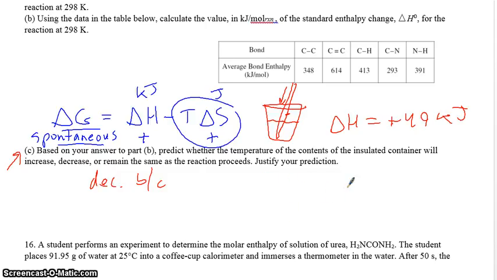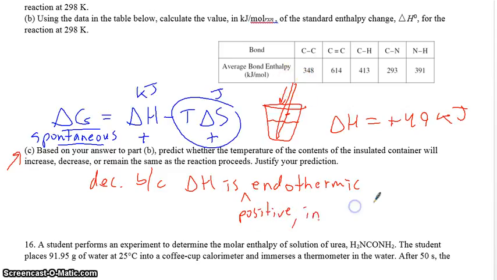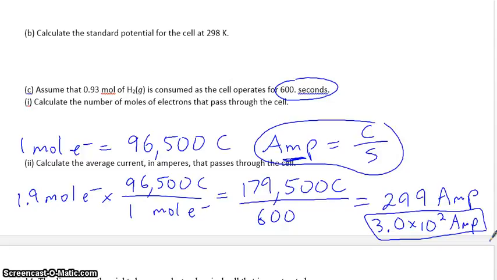coulombs. And since amperage is coulombs per second, and this is actually also given to you on the equation sheet, we'll divide by our seconds. We have 600 seconds. Divide this by 600, and we should get a value of 299 amps. Because we're working with 2 sig figs, this is actually going to be 3.0 times 10 to the second amps. We have to express it using scientific notation to express that idea.